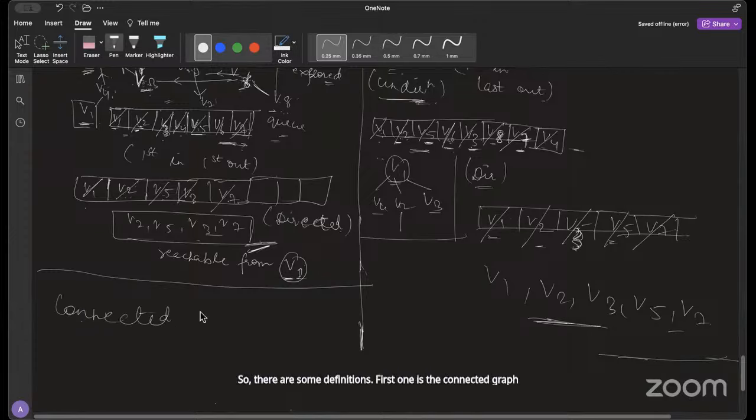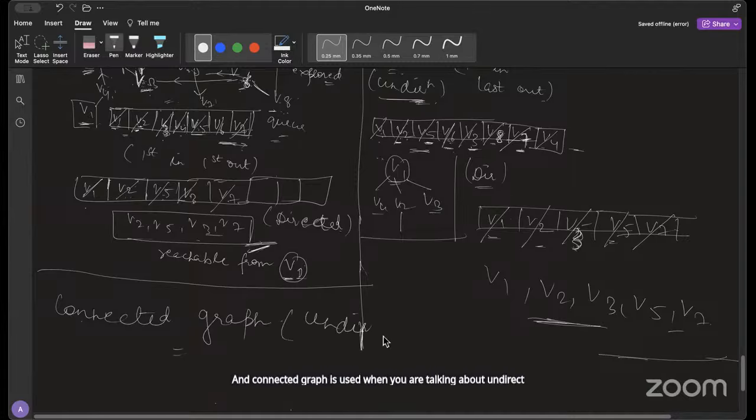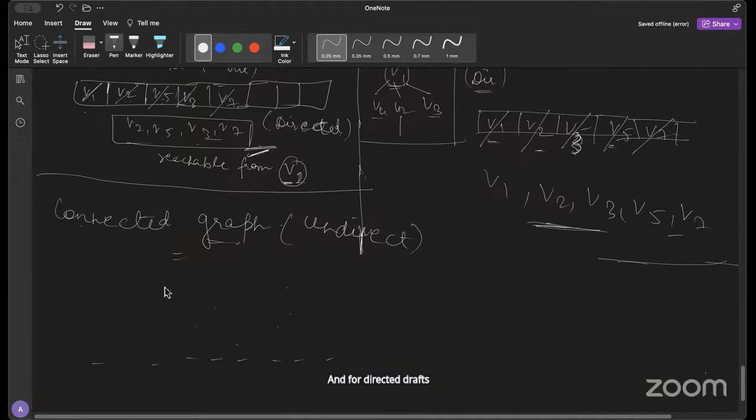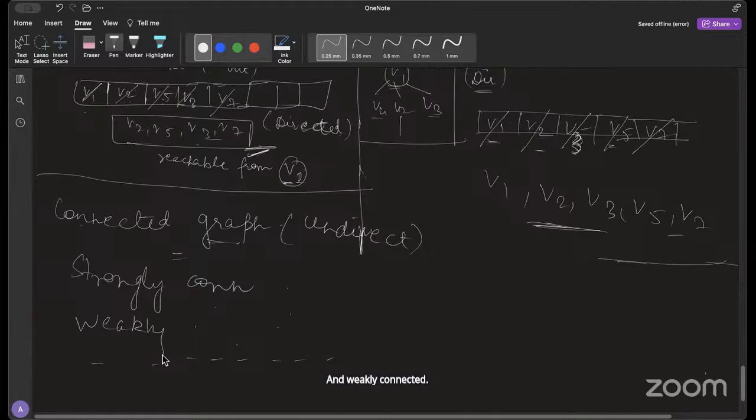So what's a connected graph? Connected graph is used when you are talking about undirected graphs. So this is the terminology used for undirected graphs. And for directed graphs, you have strongly connected or weakly connected. This terminology is used for directed graphs.